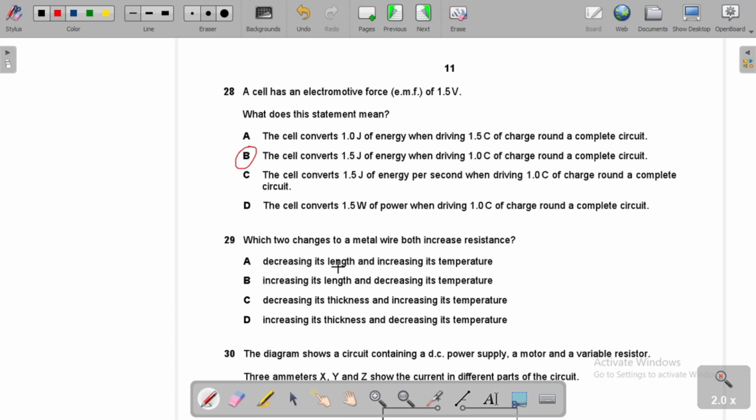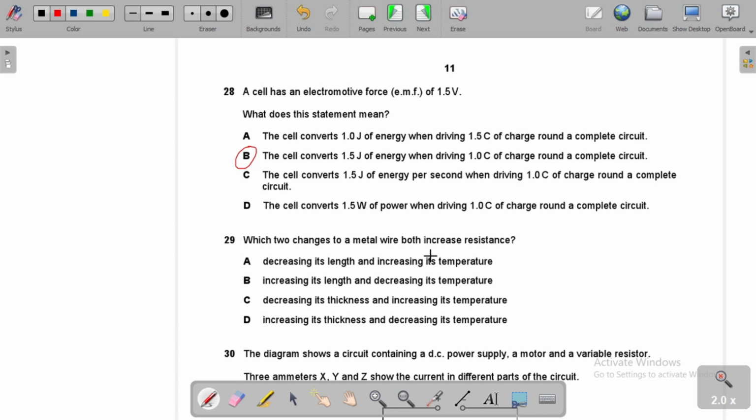Which two changes to a metal wire both increase resistance? The resistance of a wire is affected by temperature. When the temperature of the wire increases, resistance increases. When the length of the wire increases, resistance increases. But when the area of the wire increases, resistance decreases.